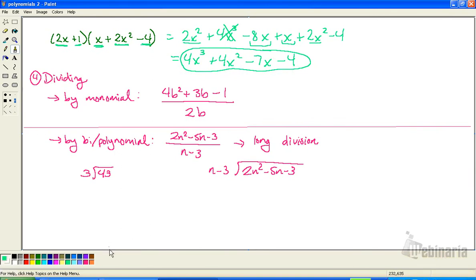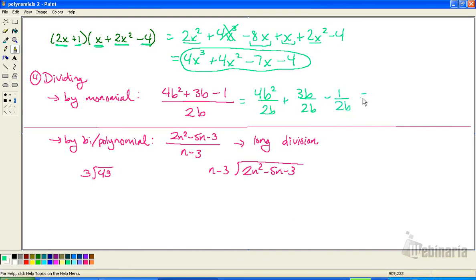Now the fourth, and sometimes most difficult operation that we're going to do with polynomials is dividing. You're going to see two cases. We might divide by a monomial, something on the bottom with only one term, a 2b. Now if that happens, we can break up the top, break up the numerator, and put each one individually over the 2b. So I can write 4b squared over 2b. I can write 3b over 2b. And I can write minus 1 over 2b.